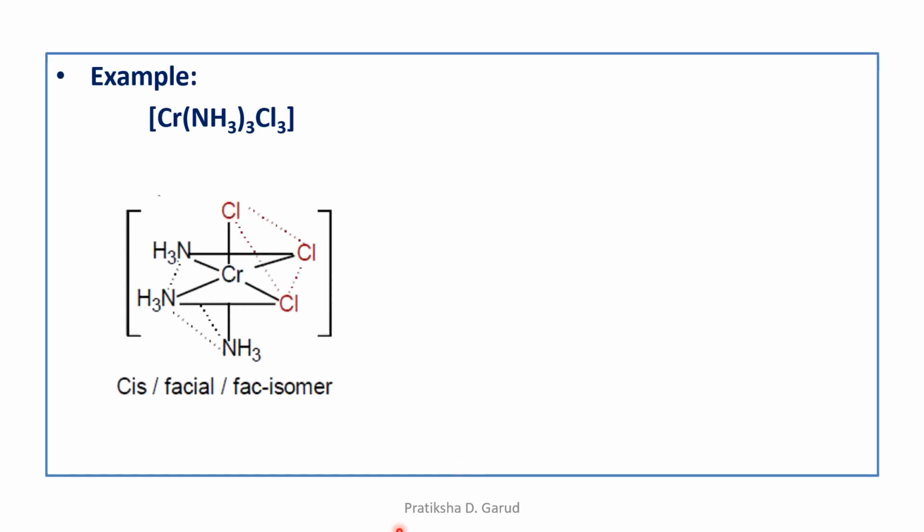So in the cis case, which is called the facial or fac isomer, at the center we are having the chromium, and towards one face we are having 3 chlorine, and on the second face we are having the 3 ammonia, or we can say at 1, 2, 3 position and 4, 5, 6 positions we are having the same groups, therefore it is called a cis or facial or fac isomer.